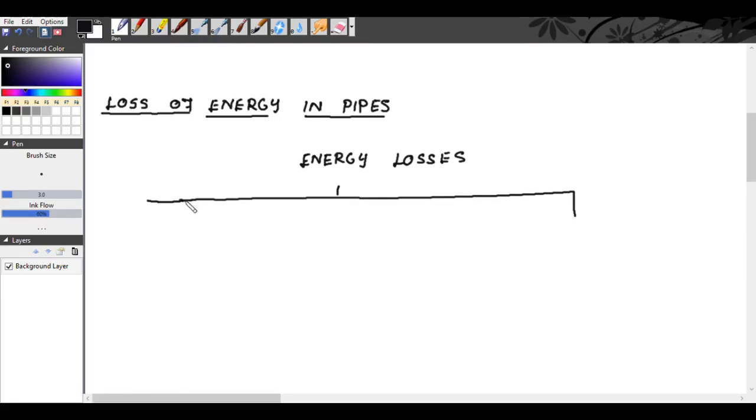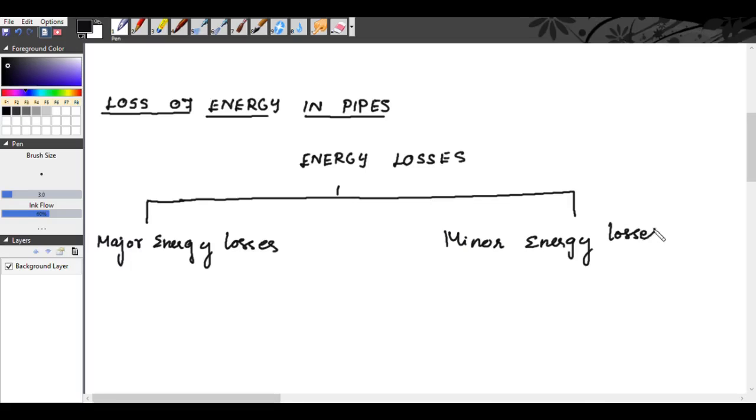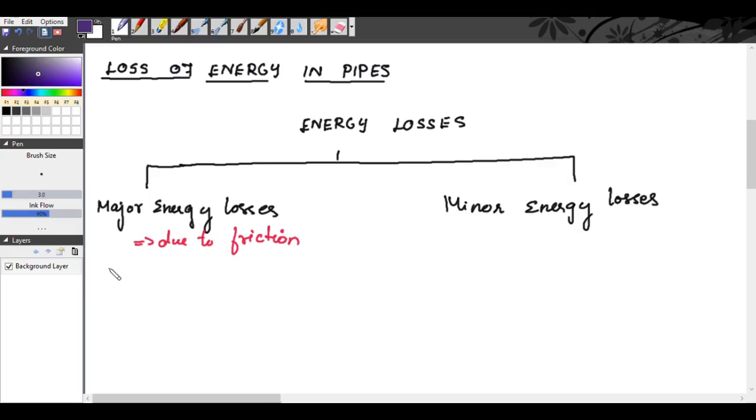So energy losses can be major energy losses and minor energy losses. Minor energy losses are negligible or very small when compared to the major energy losses. Major energy losses are due to friction, and they can be calculated using two formulas. The first formula for calculating the major energy losses is called the Darcy-Weisbach formula.